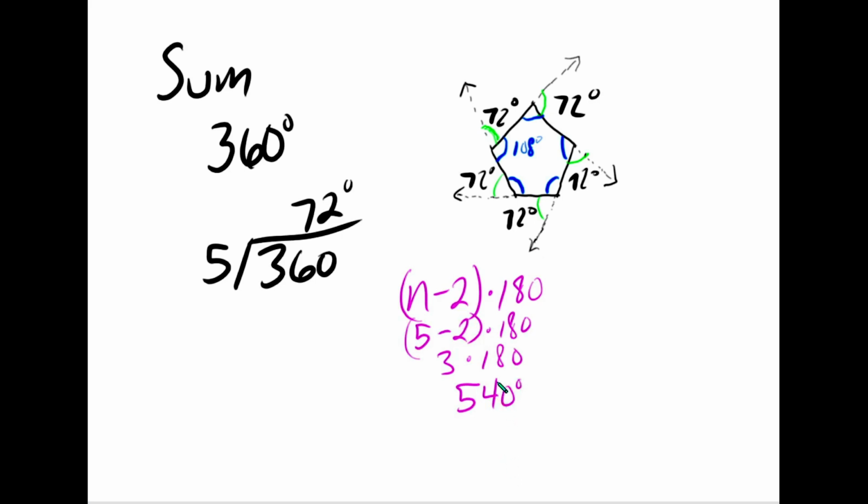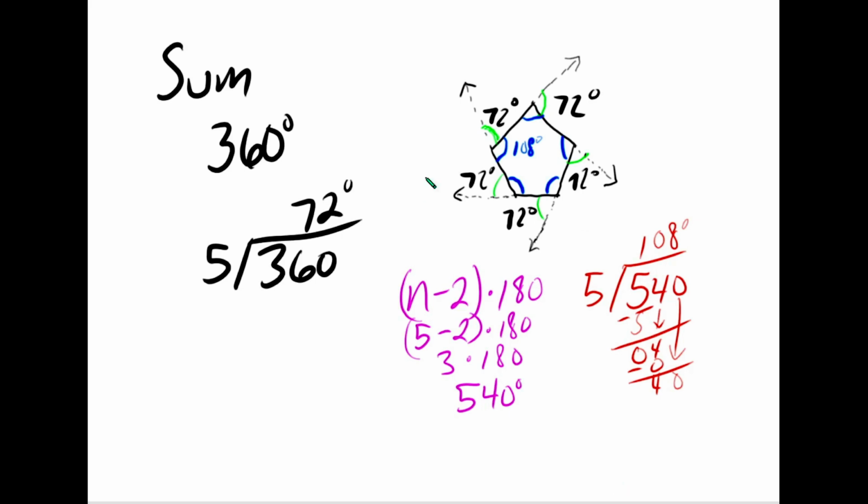Well, let's tie that back. If I take 540 degrees and divide that by 5, because this is a regular pentagon, I should get 108 degrees. So when I do that, I take my 540, divide that by 5, and start my division here. And as you're dividing, you'll notice that we end up getting right back to that 108 degrees for each interior angle that we saw before. So it all ties together, ladies and gentlemen.